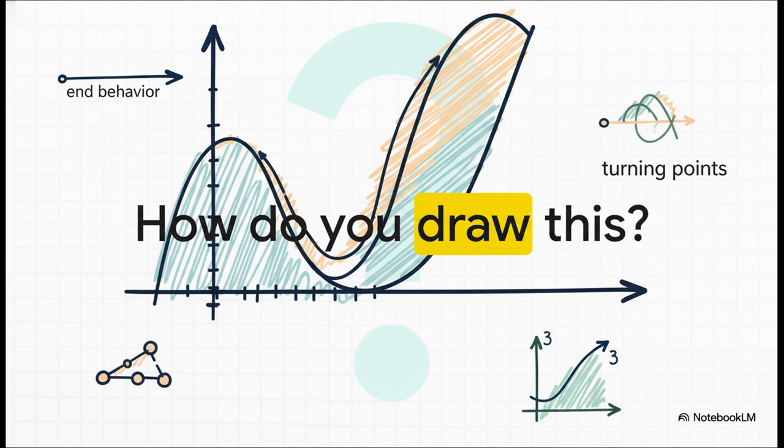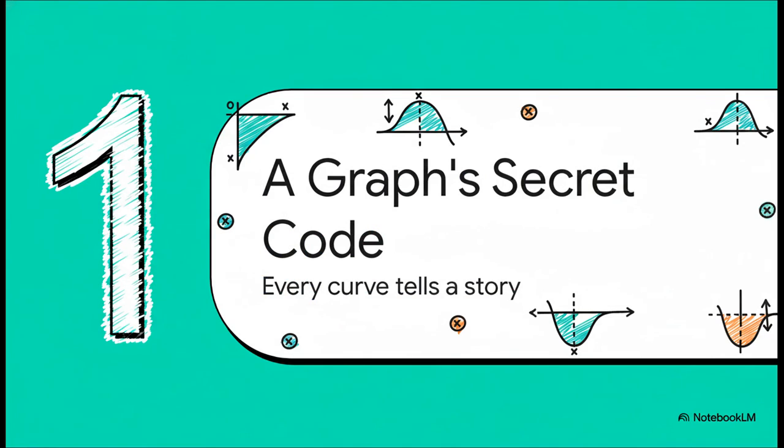Okay, just look at this curve for a second. It's got these hills, these valleys, and its arms shoot off in totally different directions. How on earth are you supposed to know how to sketch this just from an equation? Honestly, it looks like a secret language, right? But stick with me, because by the end of this, you are going to be fluent. So how do we do it?